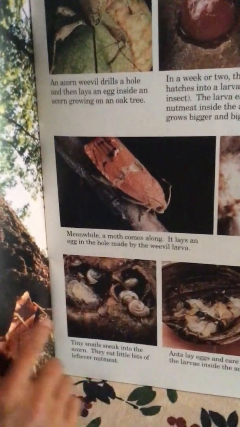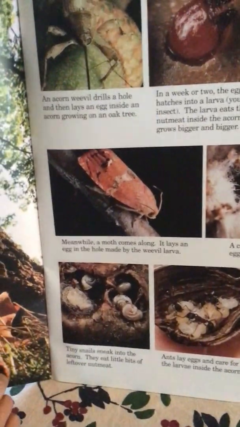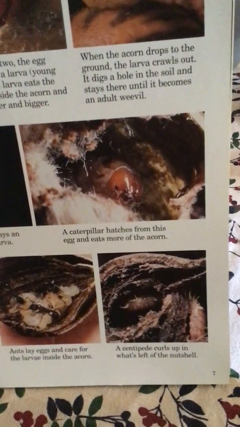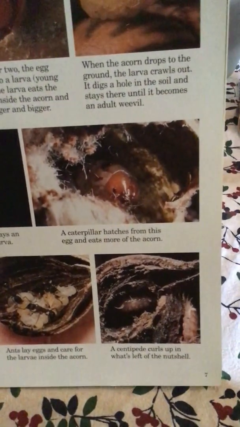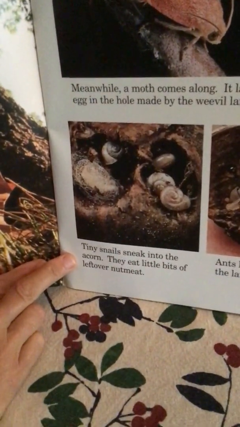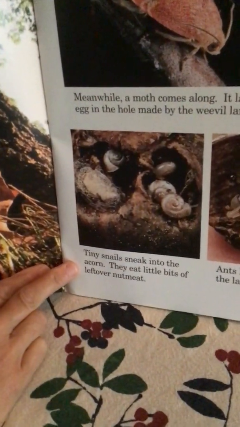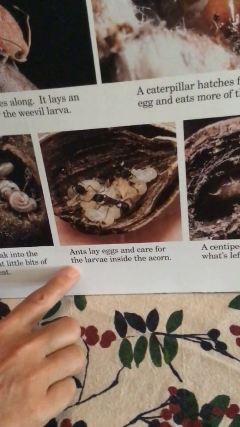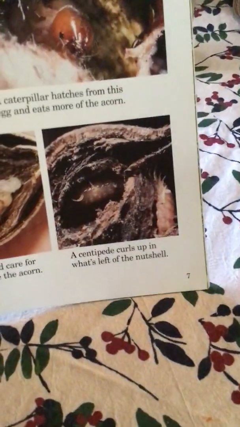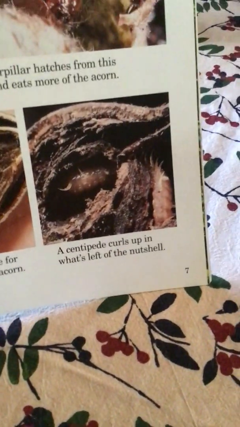Meanwhile, a moth comes along. It lays an egg in the hole made by the weevil larva. A caterpillar hatches from this egg and eats more of the acorn. Tiny snails sneak into the acorn. They eat little bits of leftover nut meat. Ants lay eggs and care for the larvae inside the acorn. A centipede curls up in what's left of the nutshell.